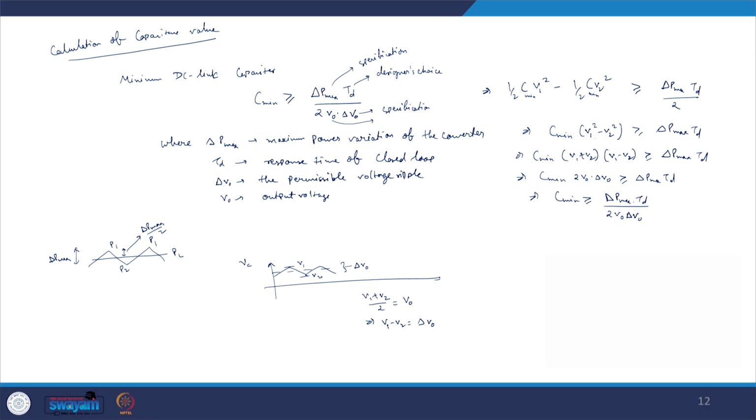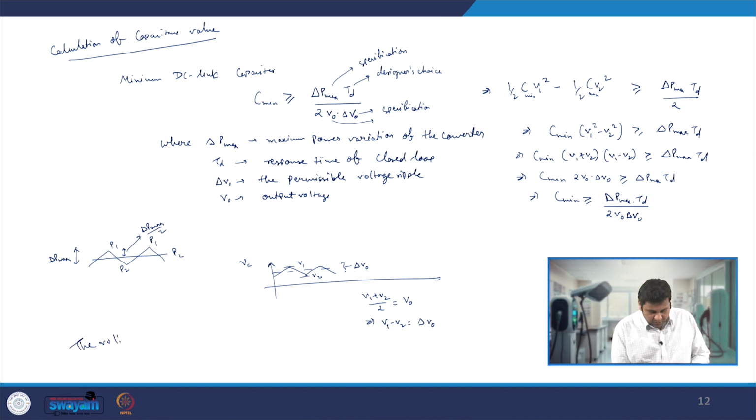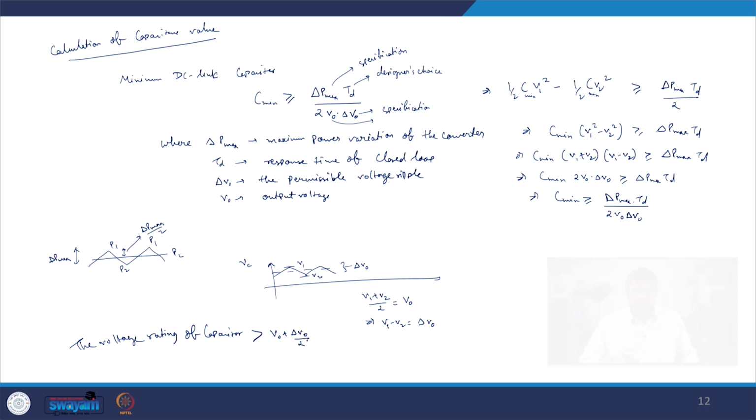So we have understood how we can calculate the capacitance value, and once we calculate it, how we can design the capacitor bank depending upon the RMS current of that capacitance, which determines how many parallel branches we need. We also know that the voltage rating of the capacitor has to be greater than V naught plus delta V naught by 2. So this way we can design our capacitor bank.